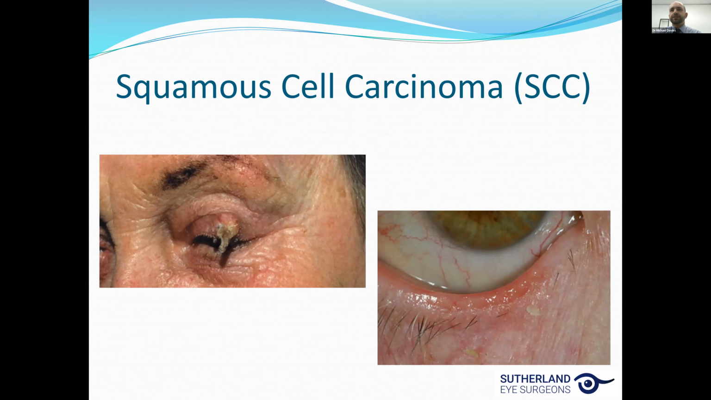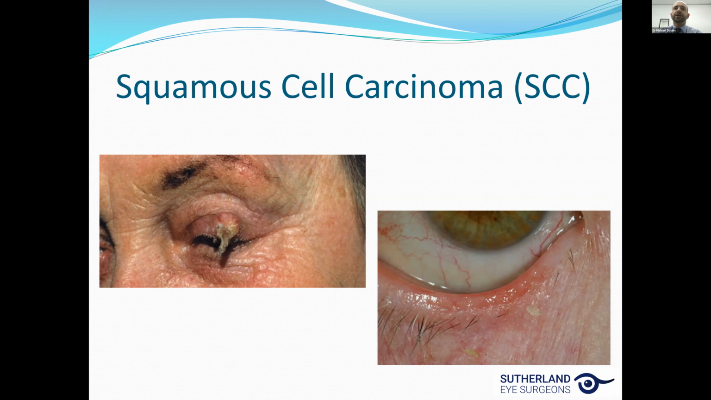And again, just to show you the potential differences in clinical presentation. So both SCCs on the left there, a very nodular looking lesion with a keratin horn on the surface, whereas on the right there, really it's just an erythematous placoid area with some ulceration and some crusting and some lash loss.